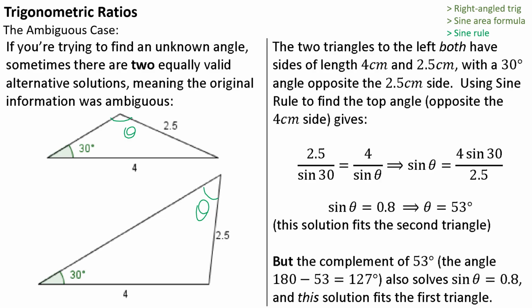Well, we get sine theta equals 0.8, and the calculator will duly tell you that theta is about 53 degrees, which seems to fit with the second triangle, but it doesn't seem to fit with the first one. There is obviously another angle, and in fact this comes right back to what we were talking about. The complement of the angle will have the same sine. So if we do sine of 53 degrees, we know that 180 minus 53, or 127 degrees, will give the same result. Sine of 127 is the same as sine of 53. Those 2 angles add to make 180, so they have the same sine.